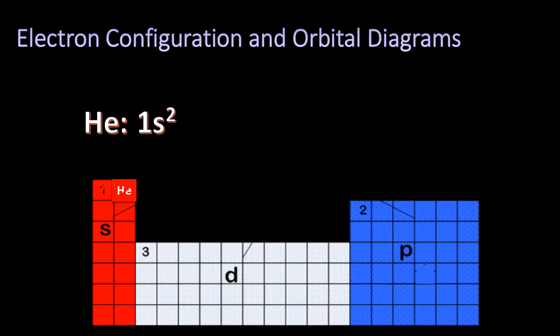Interestingly enough, how many electrons does helium have? Well, if you said 2, you would be correct, because helium contains both hydrogen's 1 electron and helium's second. So we have the correct number of electrons for helium.